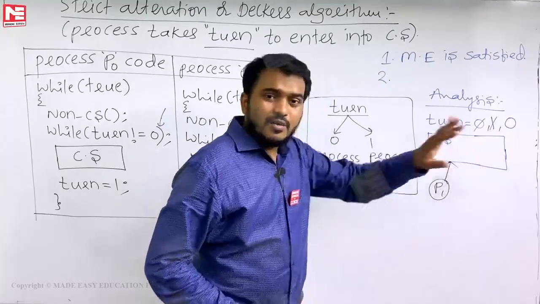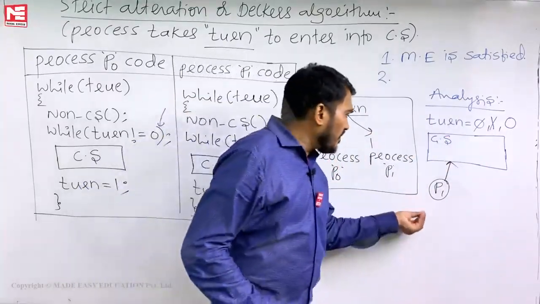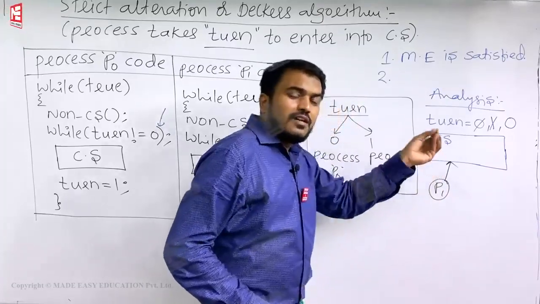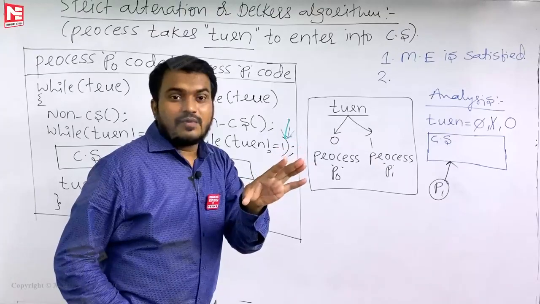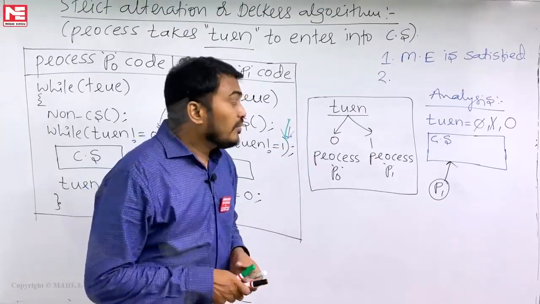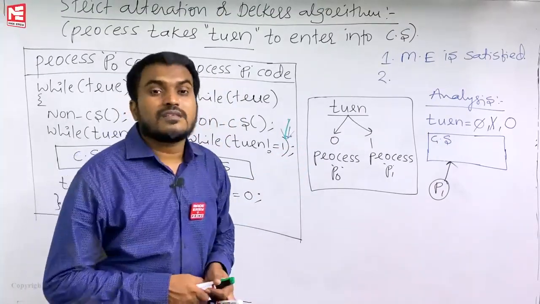Critical section is free. Nobody is in the critical section. Okay, P1 is trying to enter into critical section, but P1 is not able to enter into critical section. Is that clear? What is the problem? Problem क्या है बताओ? Progress is not satisfied.